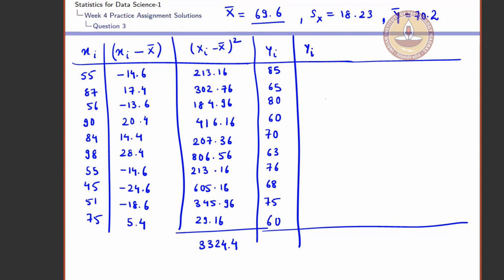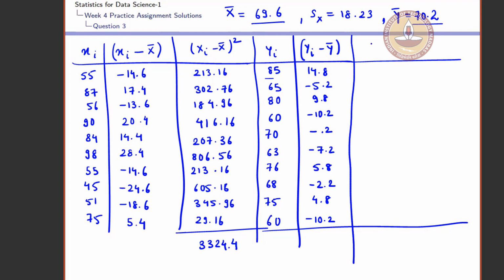So this is yi minus y bar. That is, what is your yi? This is 85 minus 70.2. So you will get 14.8. Similarly, 65 minus 70.2, you will get minus 5.2. This is 9.8. This is minus 10.2. This is minus 0.2. This is minus 7.2. This is 5.8. This is minus 2.2, 4.8, and this is minus 10.2.